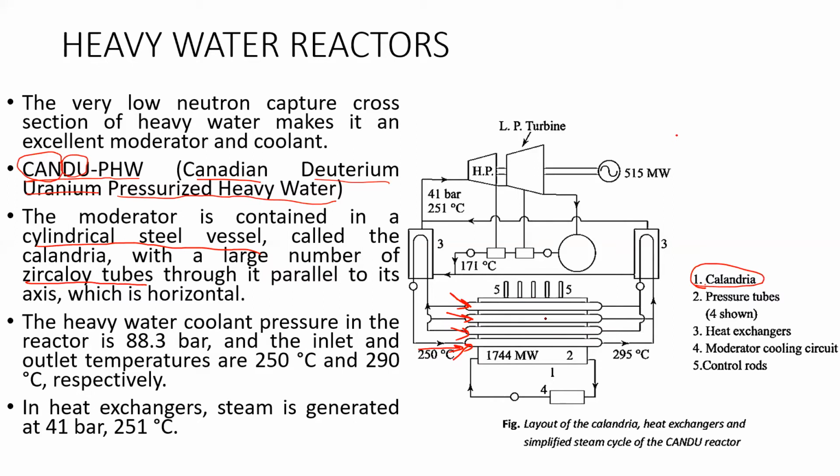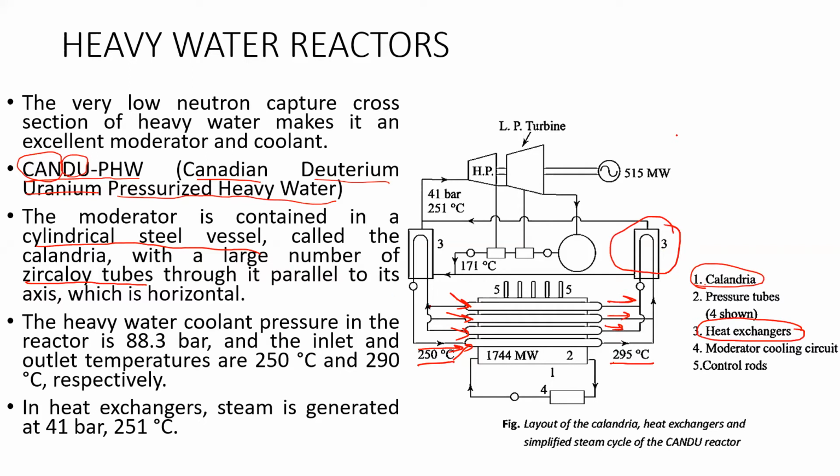The inlet water has a temperature of 250 degrees Celsius, and the outlet water has a temperature of 295 degrees Celsius. Everywhere here water is given, and here the water is coming out. And the third part, this part, is the heat exchanger.